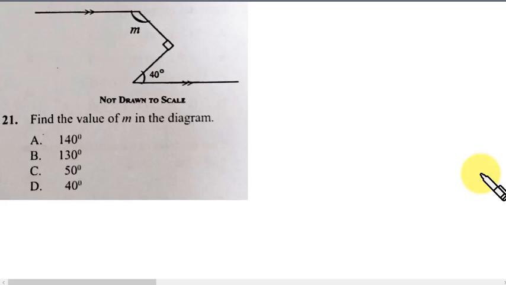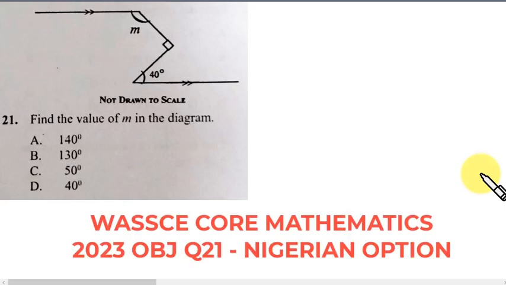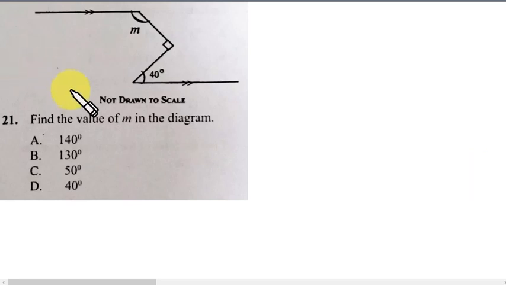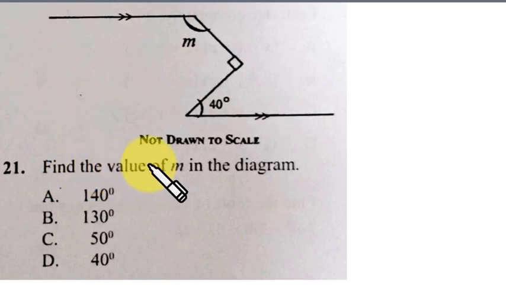In this video, we'll look at the WASSCE 2023 Core Mathematics, that is the Nigerian paper, objective question number 21. It says find the value of m in the diagram, and the diagram is this. It is not drawn to scale.